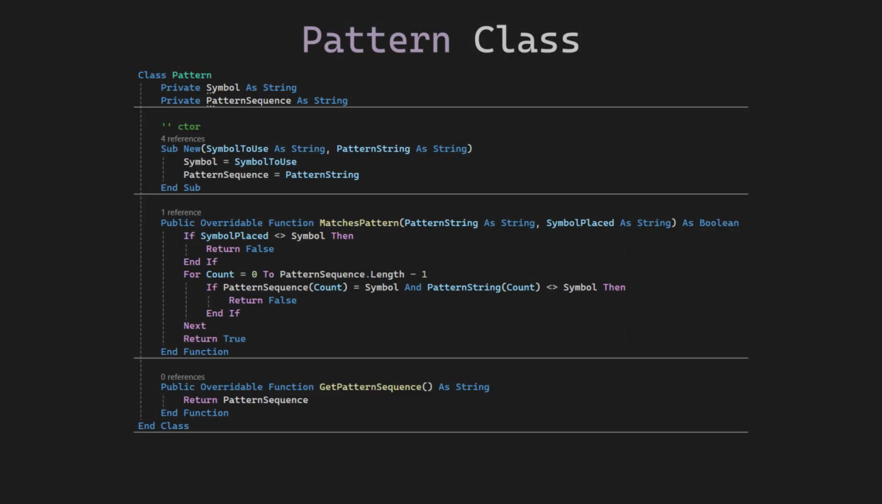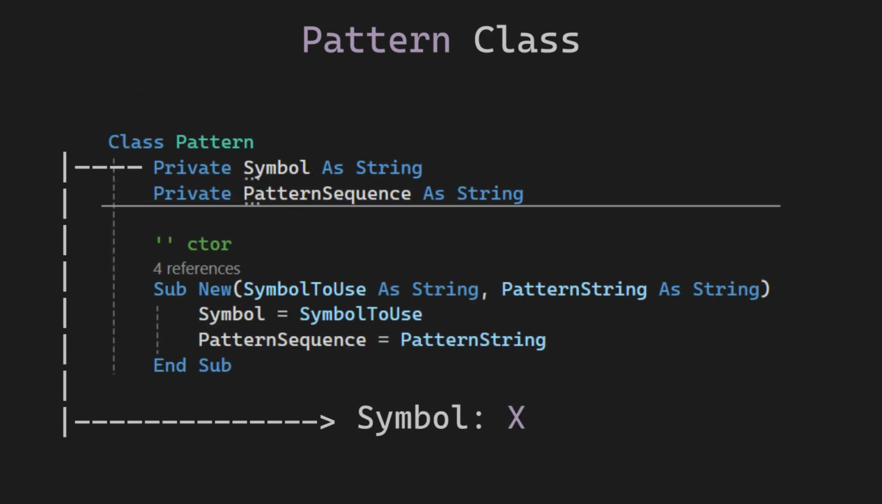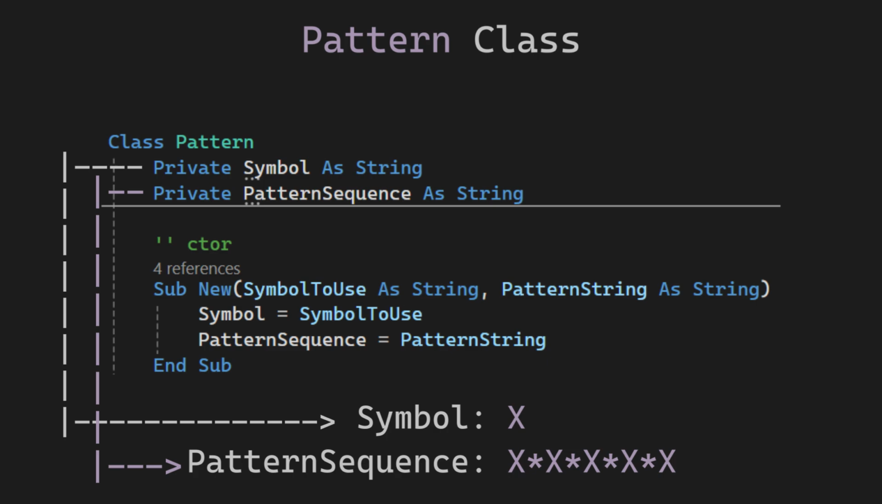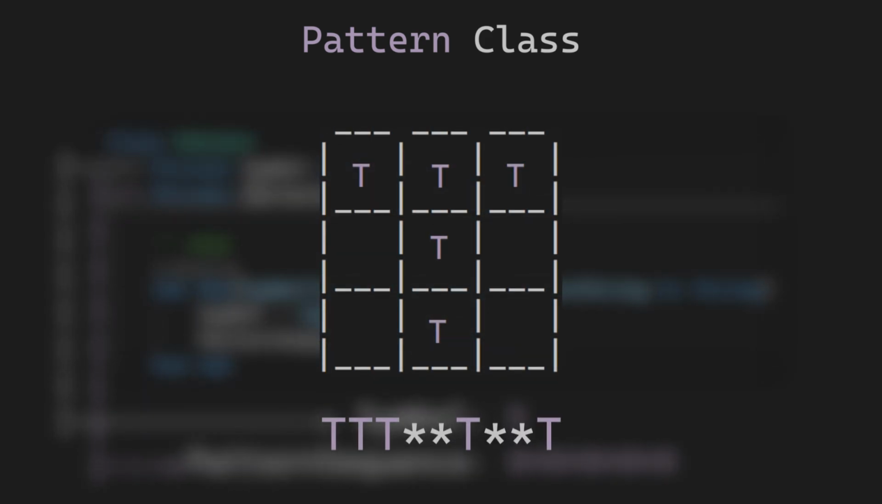The way the game keeps track of these patterns is with the pattern class. The symbol field holds the character we are using to make the symbol, and the pattern sequence field holds a string sequence for the pattern like seen on screen. You'd think this pattern goes left to right, but this is wrong. Here is the sequence for T. If we follow our previous rule, we see it's all wrong.